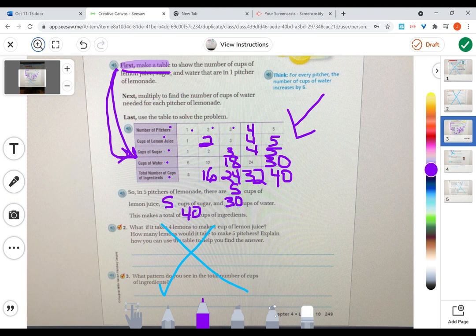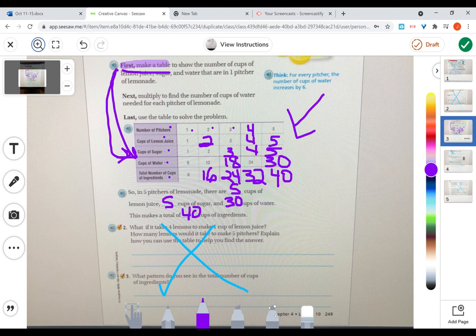For every 1 pitcher, there's only 1 cup of lemon juice. So for 2 pitchers, there'd be 2 cups of lemon juice. For 3 pitchers, there'd be 3 cups of lemon juice, and so on for 4 and 5. Now you're going to notice the sugar is exactly the same because there's only 1 cup of sugar per pitcher. So we've got 1 cup for 1, 2 for 2, 3 for 3, 4 for 4, 5 for 5.